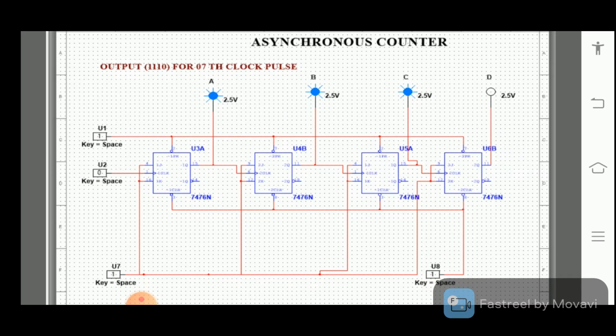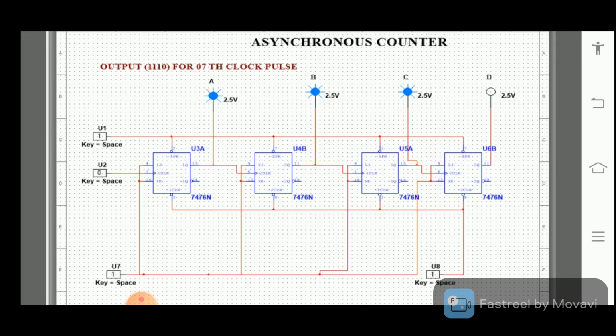So after that, here I am taking the 7th clock pulse. For the 7th clock pulse we need the output, and we get the output as 110. So for this circuit we have given the clock pulse as the 7th one.